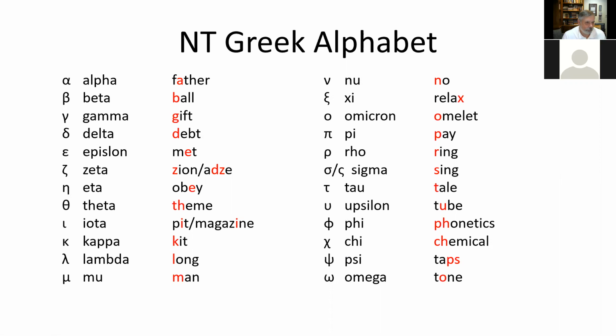All right. Alpha, beta, gamma, delta, epsilon, zeta, eta, theta, iota, kappa, lambda, mu, nu, xi, is that right? Xi, right. Omicron, pi, rho, right. Sigma, tau, upsilon, pi, chi, is that right?